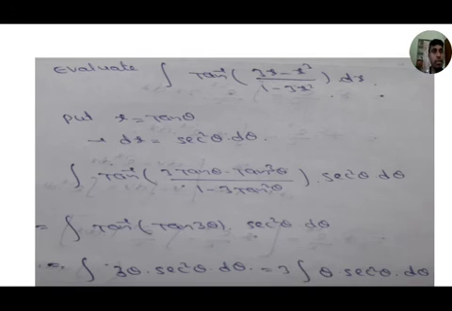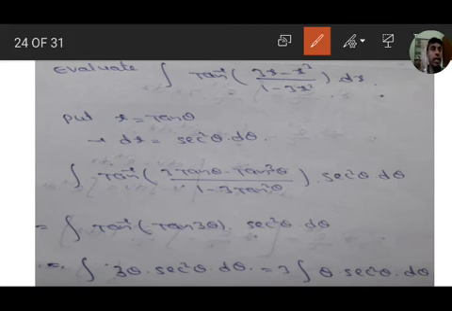Next, evaluate integration tan inverse of (3x minus x cube) by (1 minus 3x square) dx. So here direct substitution won't work, it is a lengthy problem. It can be done in 2 ways. Substitution: x equal to tan theta.